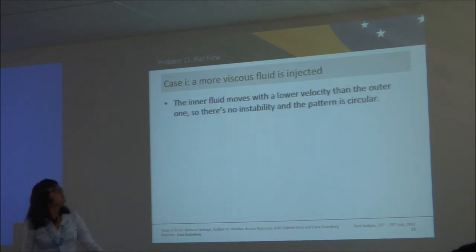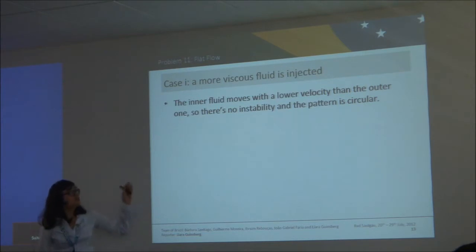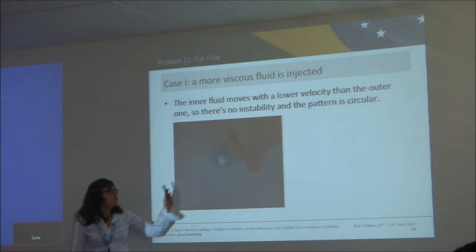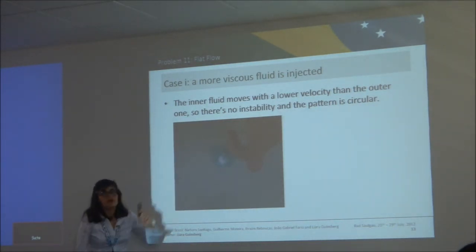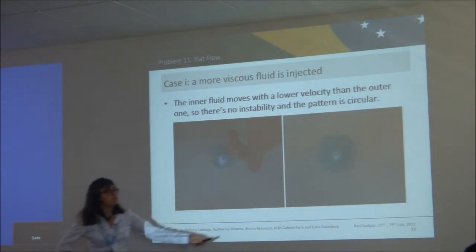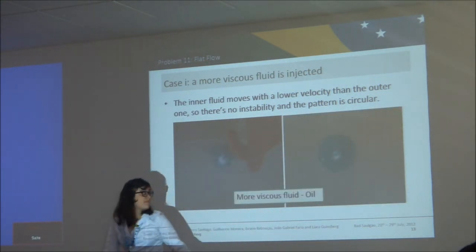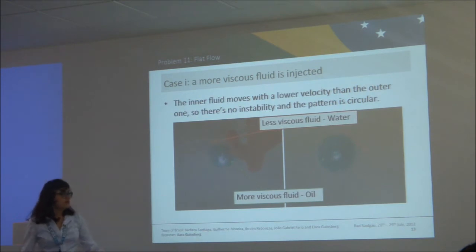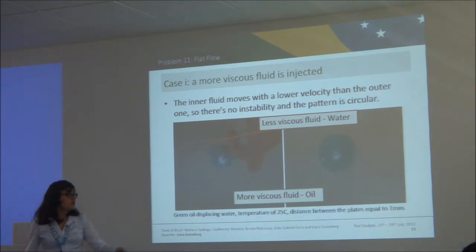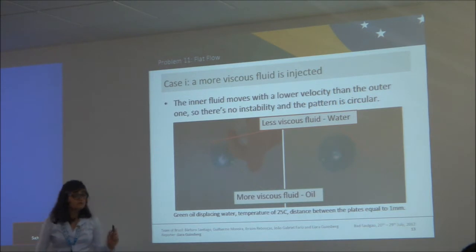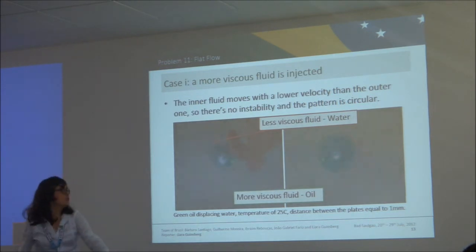For the first case, the inner fluid moves with a lower velocity than the other one. So there is no instability in the boundary, and the pattern is circular because it's energetically favorable for the pattern to stay symmetrical. Here you can see a picture of us applying oil in water, and here is the final shape, circular. The distance between the plates was equal to 1 millimeter and the temperature was 25 degrees Celsius.